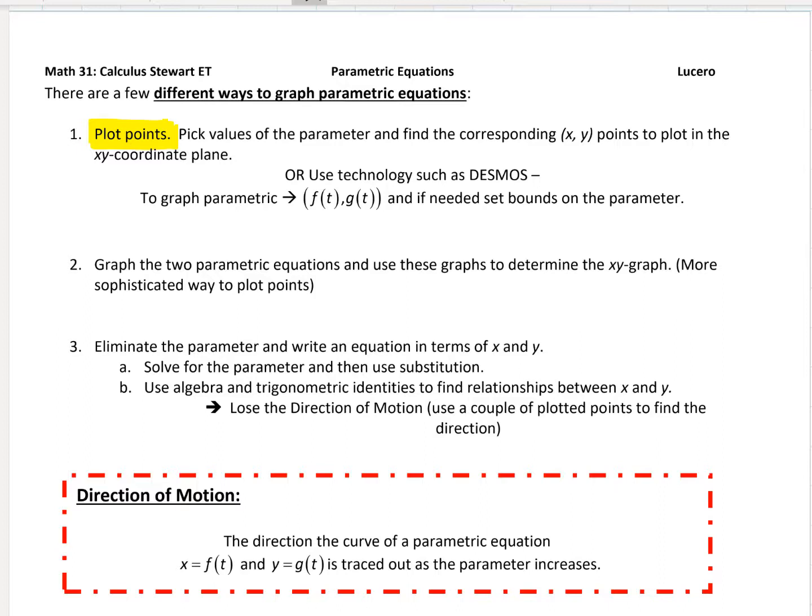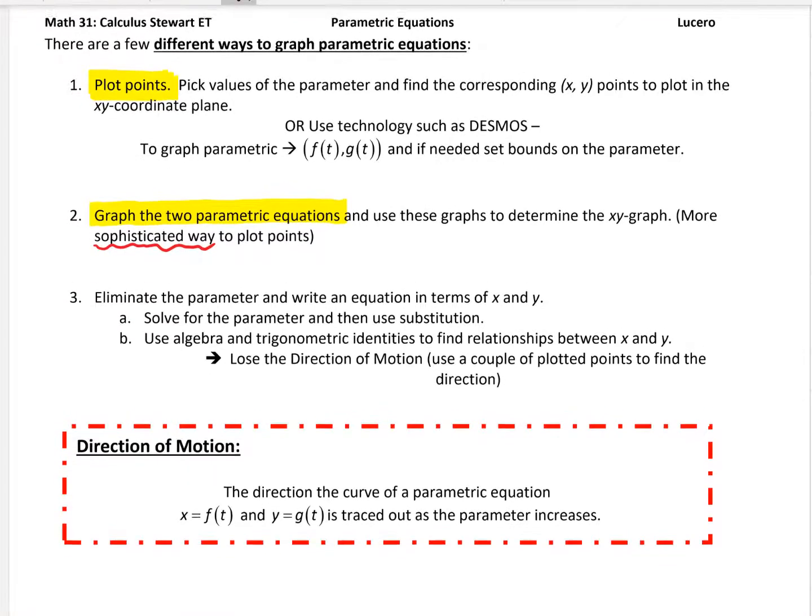Another way to do it, and it's basically a little more sophisticated way to graph points, is to actually graph the two parametric equations and use the graphs to determine what the xy coordinates are. Basically that's just a visual, more sophisticated way to have a table of points plotted.